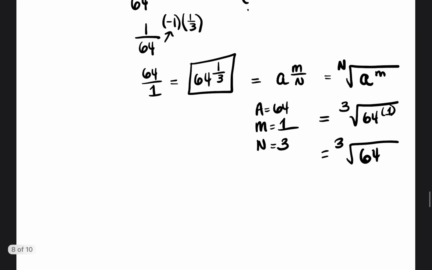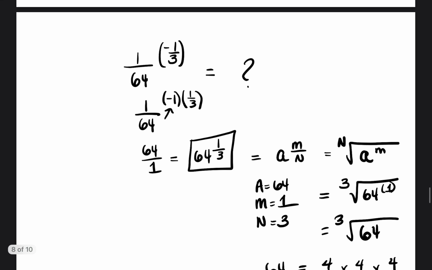Well, what does that mean? It means one number should be multiplied against itself, and that should end up equaling 64. Well, if you do 4 times 4 is 16, and then 16 times 4, you get 64. So the answer would be 4. So 1 over 64 to the negative 1/3 power is equal to 4.